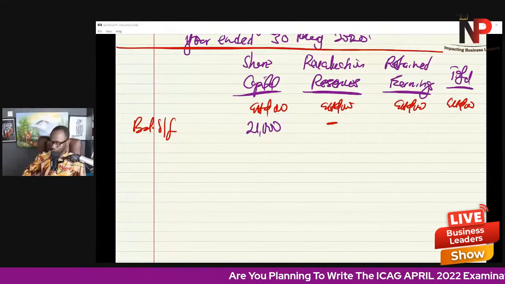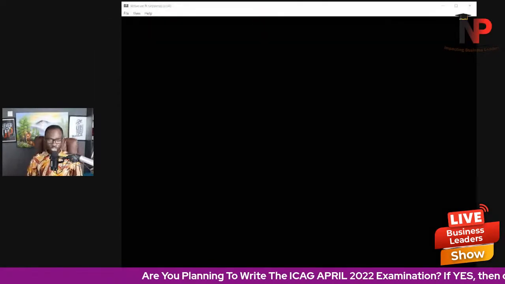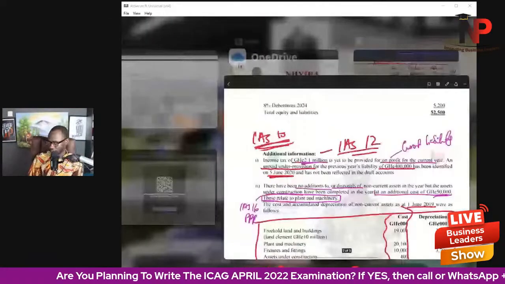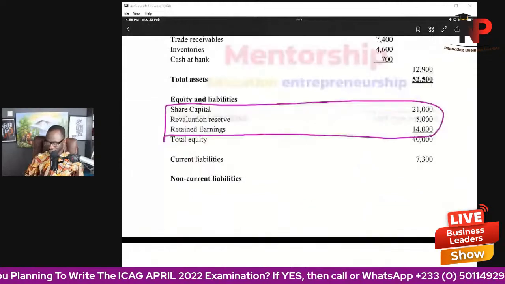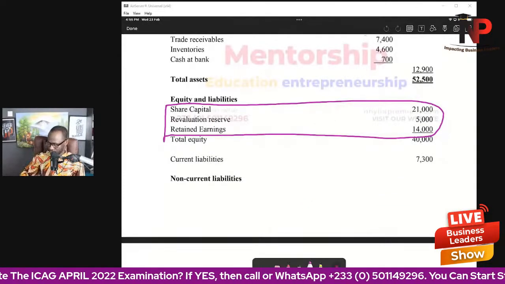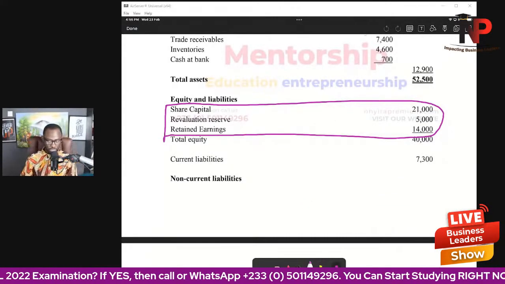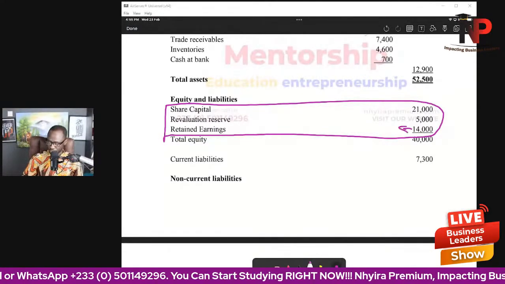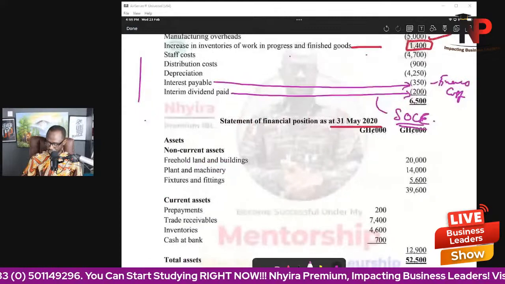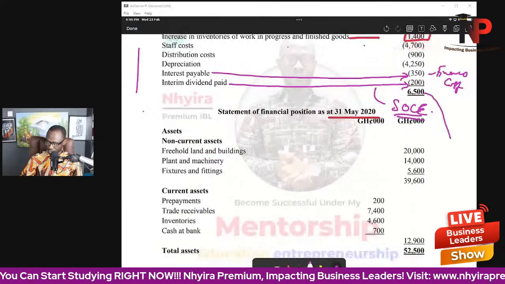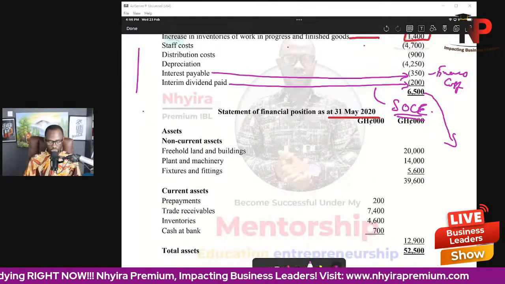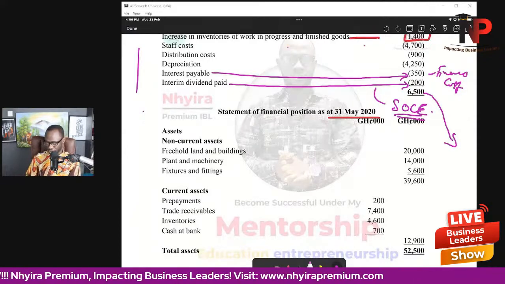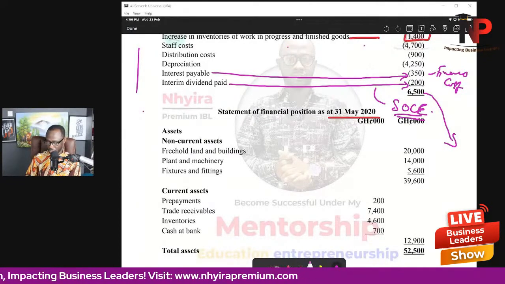Then we'll come to retained earnings. So the question you ask yourself is, what is the retained earnings at the beginning of the year? Now, if you look at the retained earnings figure here at the closing of the year, it is there as 14,000. Okay, but then the company made a profit after tax of 6,500. So the question you ask yourself is, what is the balance at the beginning of the year?